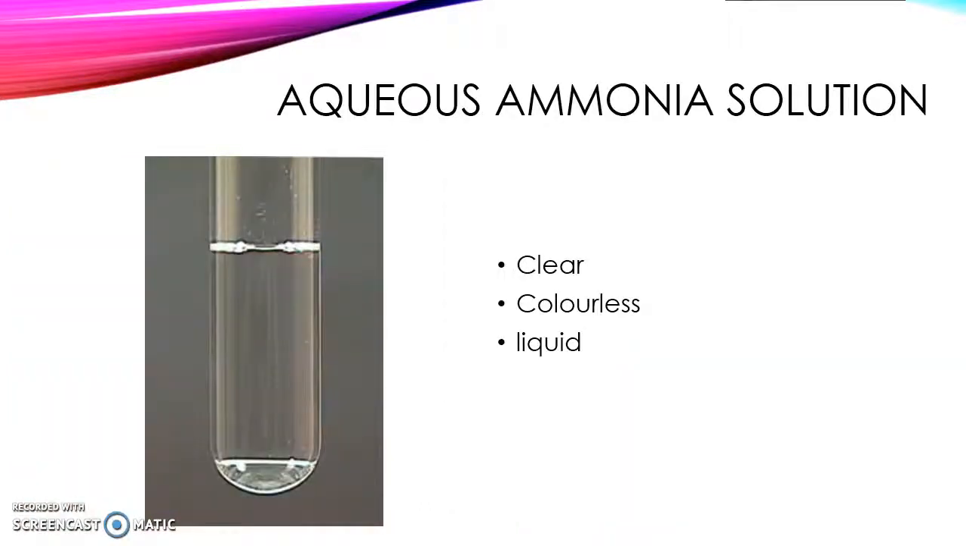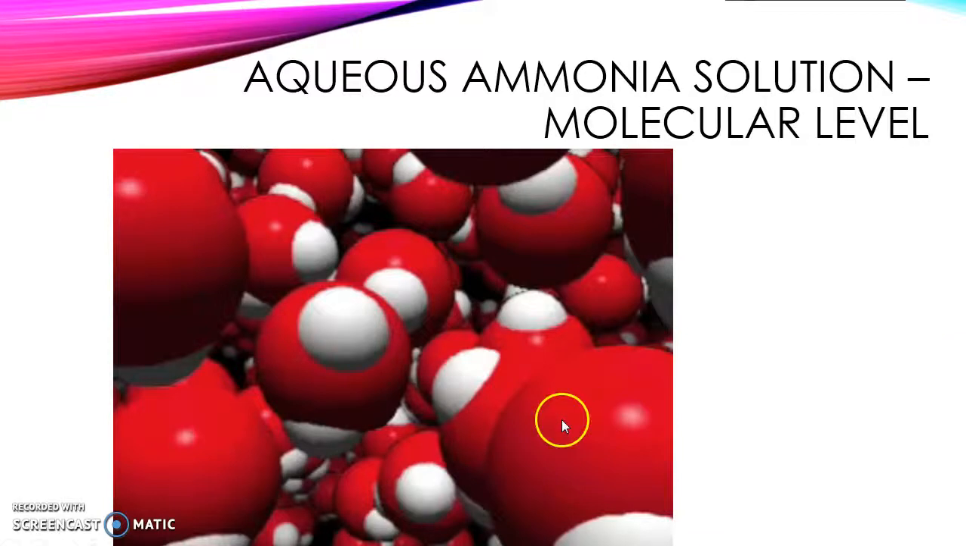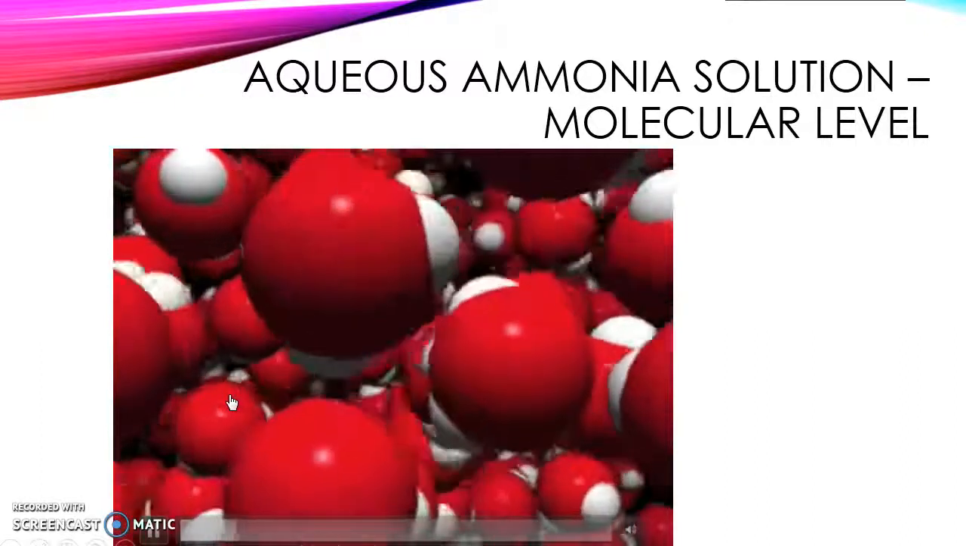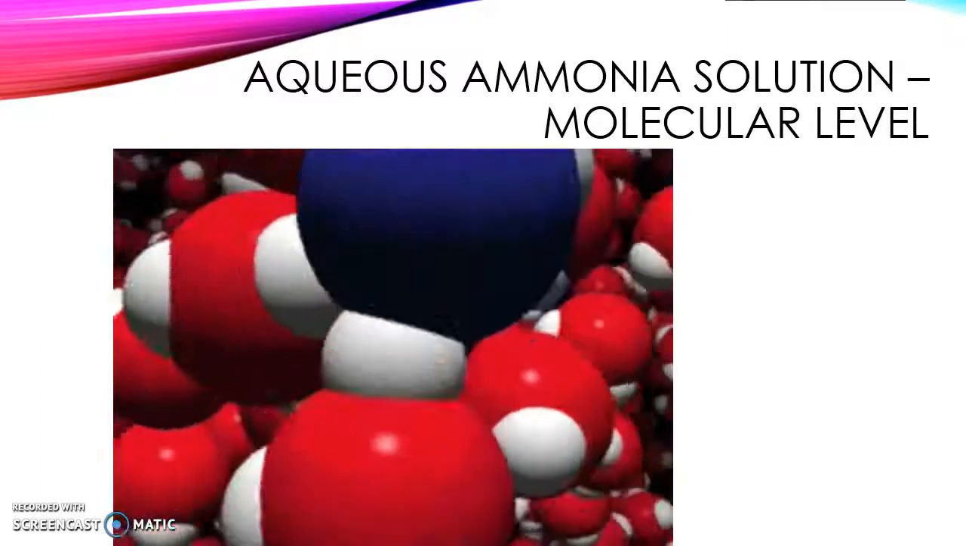Okay, so we've had a look at the copper nitrate solution, so now let's look at the aqueous ammonia solution, which is slightly more complicated in its chemistry at the molecular level. Okay, so aqueous ammonia solution, as you can see here, is clear, it is colourless, and it is a liquid.